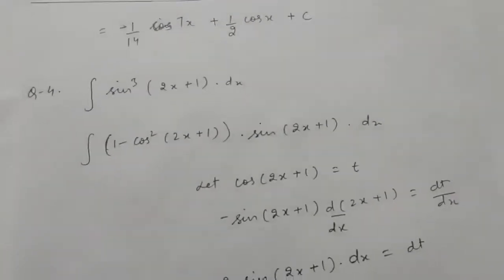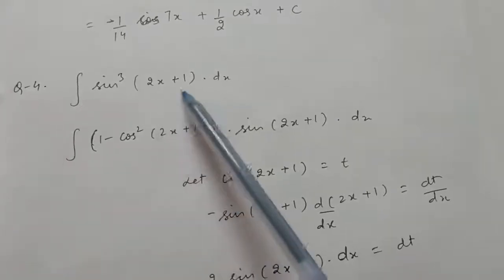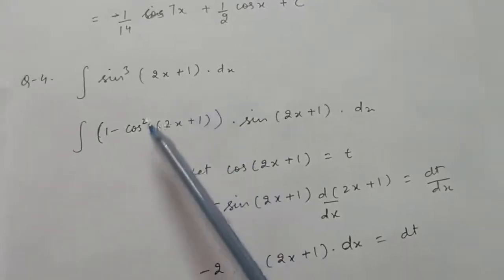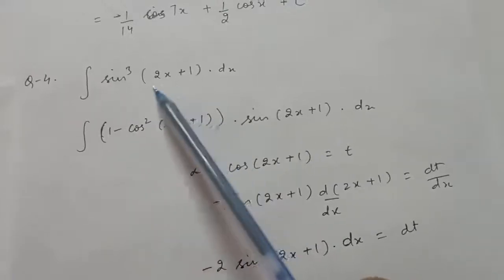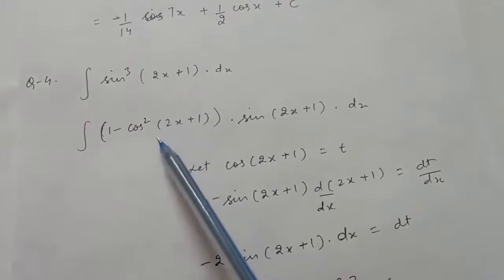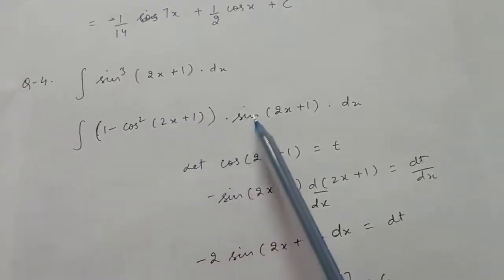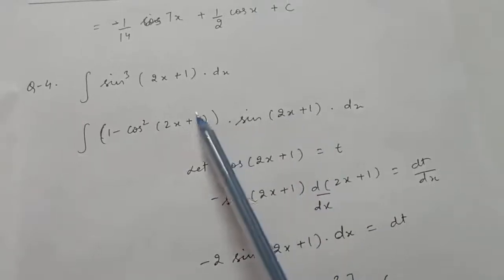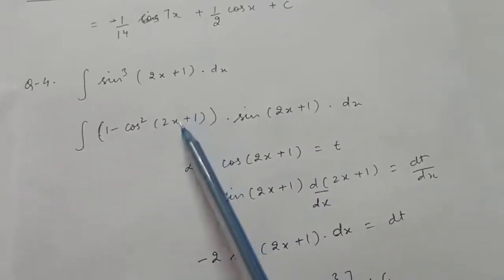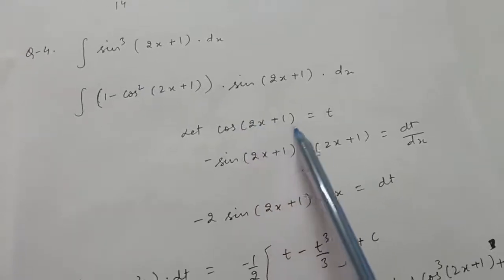Now question number 4th is integral of sin cube (2x plus 1). So this can be written as, okay, I have told you up to here that this integral can be written as (1 minus cos square (2x plus 1)) into sin (2x plus 1), because this is nothing but sin square (2x plus 1). Now let this cos (2x plus 1) as t.